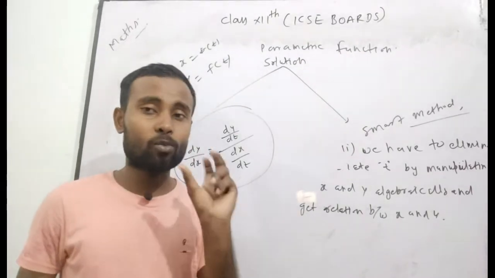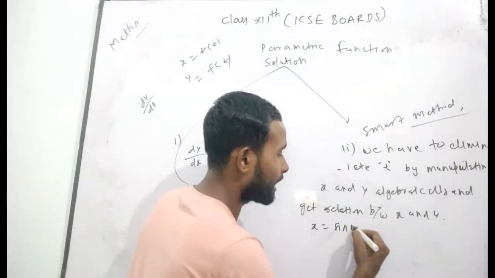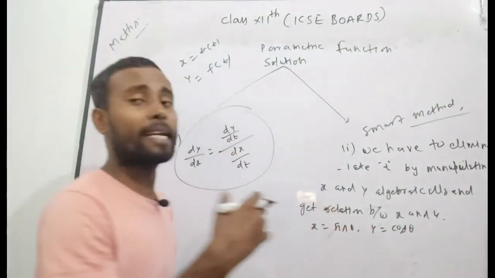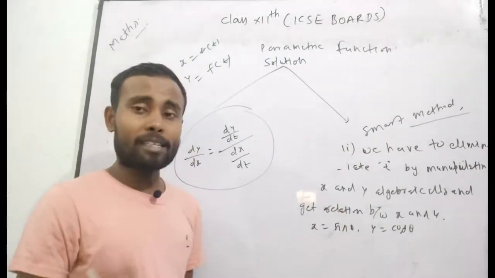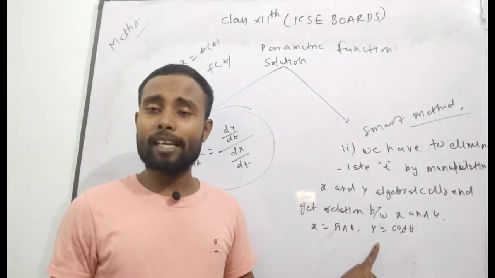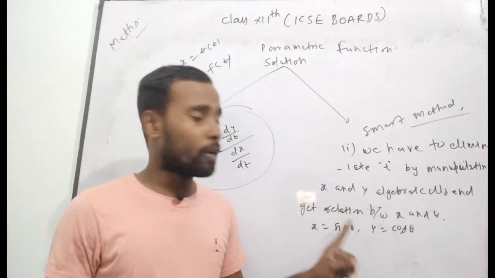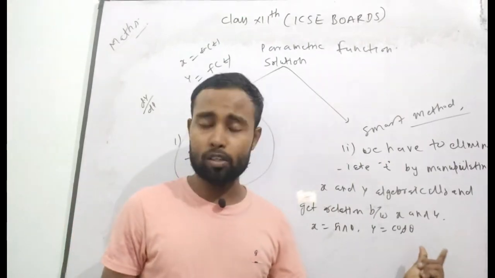Now, firstly, I want to take a simple example. Suppose x is equal to sin theta and y is equal to cos theta, and you have to find dy/dx. Then you will definitely tell me, sir, as you know, x and y are two dependent variables which depend upon theta, which is a third variable. Here x is sin theta and y is cos theta.